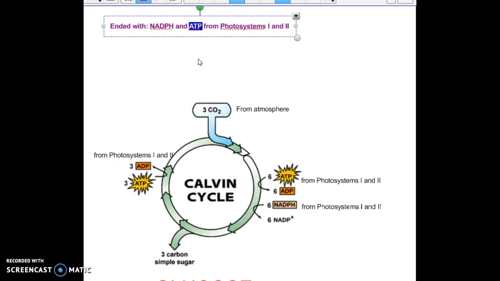So remember, this is a biogeochemical cycle, and a biogeochemical cycle is where the products of one reaction are used as the reactants in the next. So we're going to use these two energy molecules in what's called the Calvin cycle. The next part of photosynthesis is called the Calvin cycle. It's named after a guy named Melvin Calvin, and it looks like this.